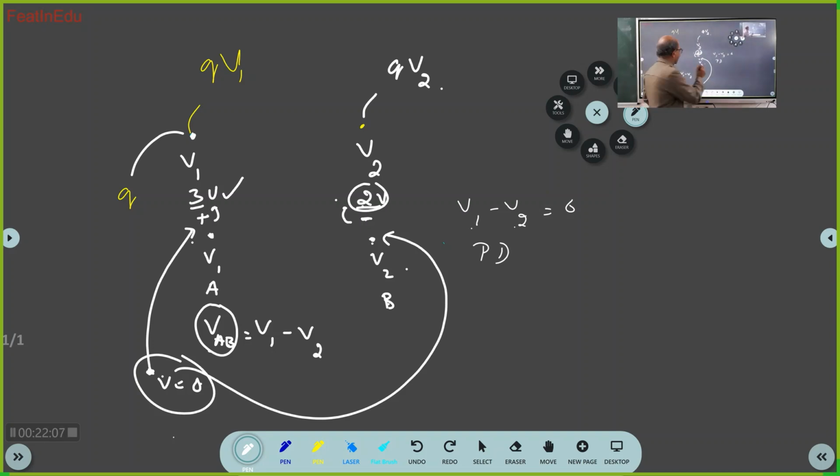Okay, see here. I didn't take a negative value. The value of V1 is 3 volts, the value of V2 is 2 volts. So the value of V1 is plus 3 volts, the value of V2 is plus 2 volts. Correct? Now, I want to know the potential difference between the two. What should I do? Then I will use the minus sign.